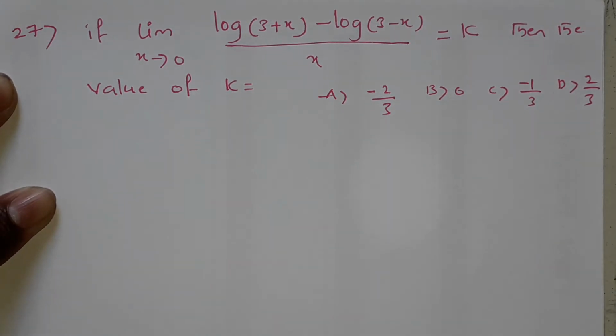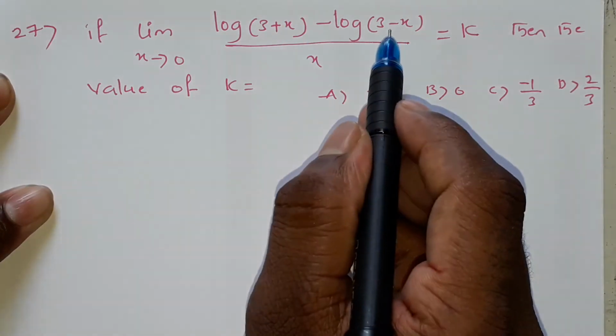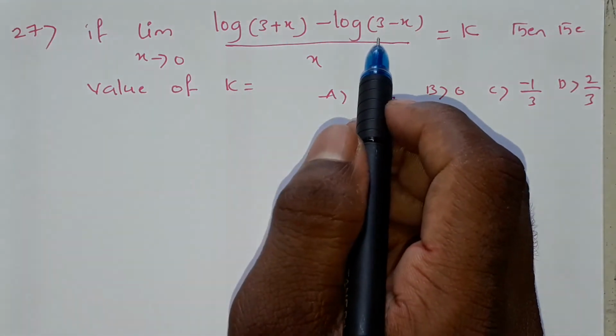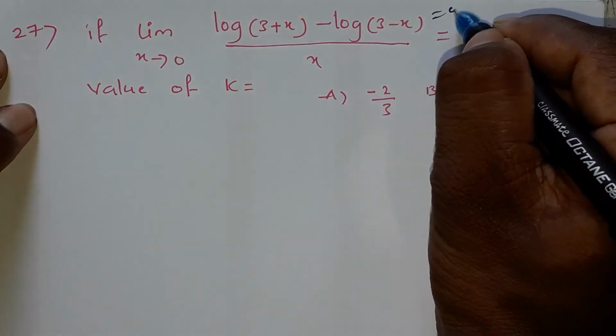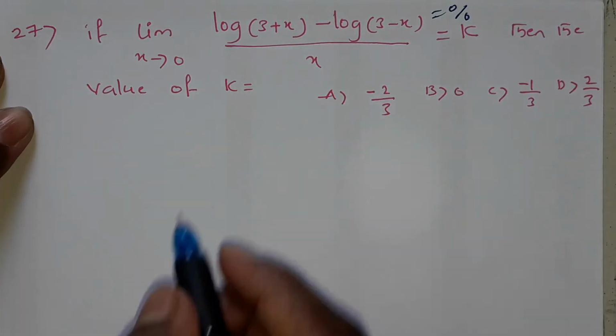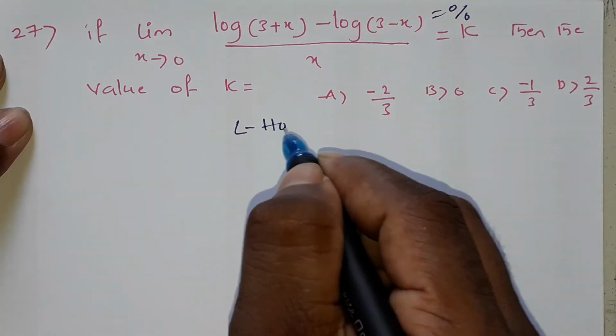Here simply in place of x, 0 submit 0. So total value is log 3 minus log 3 is 0. 0 minus 0, 0. In denominator value is 0. 0 by 0 is the indeterminate. We apply the L'Hospital rule.